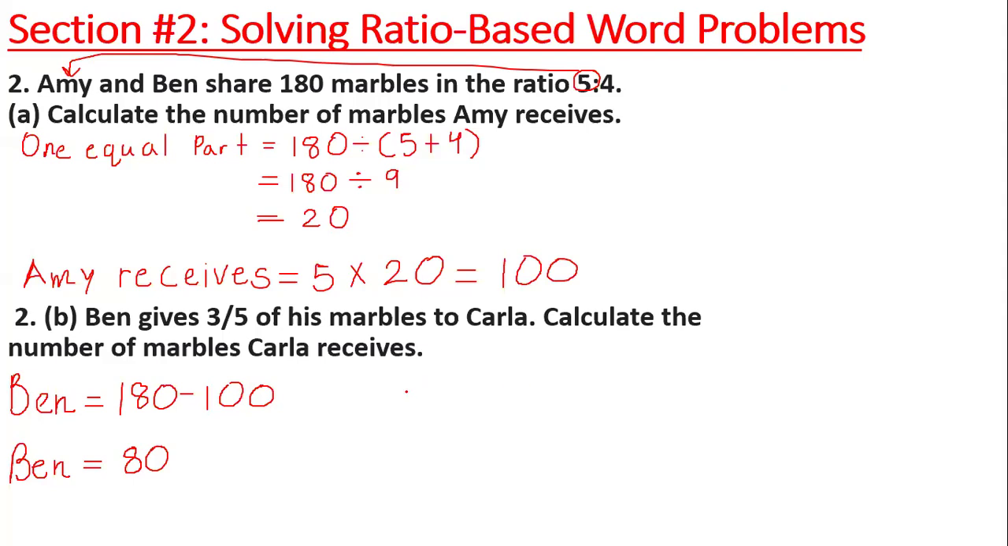All right. So remember, it says 3/5, right? What's the key word? Of. What does of mean? Multiply. So we have 3 over 5 multiplied by 80 over 1. Very good.